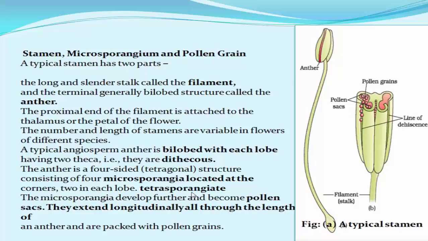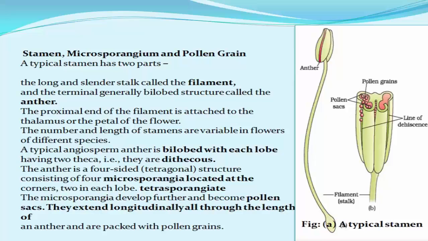Why the term tetrasporangiate? Because the 2 microsporangia are located in each lobe of the anther. Therefore, the total number of microsporangia are 4. Hence, the angiospermic anther is called tetrasporangiate. The microsporangia contains diploid mass of cells. They are homogeneous mass of the cells. They are diploid in condition, located in the center of microsporangia.